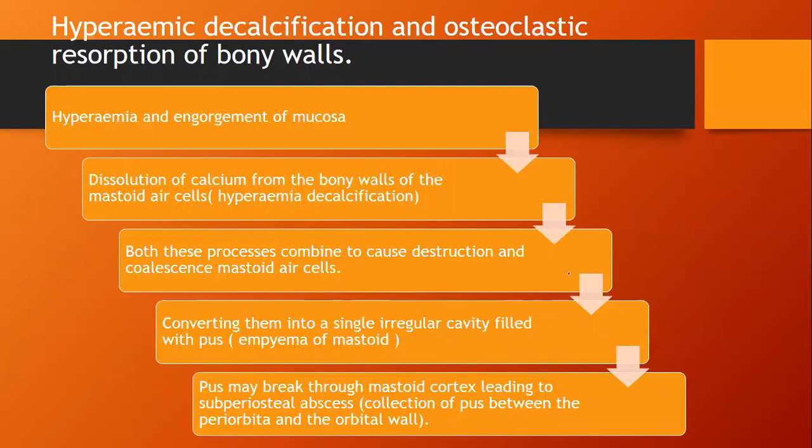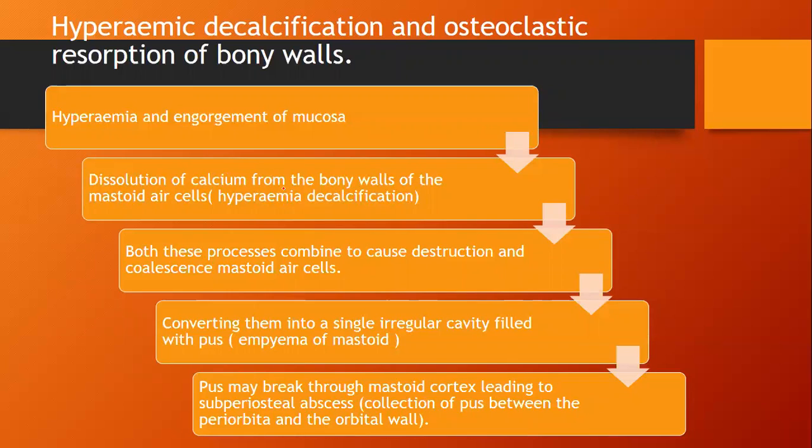The next is hyperemic decalcification and osteoclastic resorption of bony walls. The next stage is hyperemic decalcification: hyperemia and engorgement of mucosa. As we all know, when there is a disease condition, the blood supply to that area is likely to increase. As part of an inflammatory process, blood supply will be increased to that particular area, so that the patient will develop hyperemia and engorgement or inflammation of the mucosa.